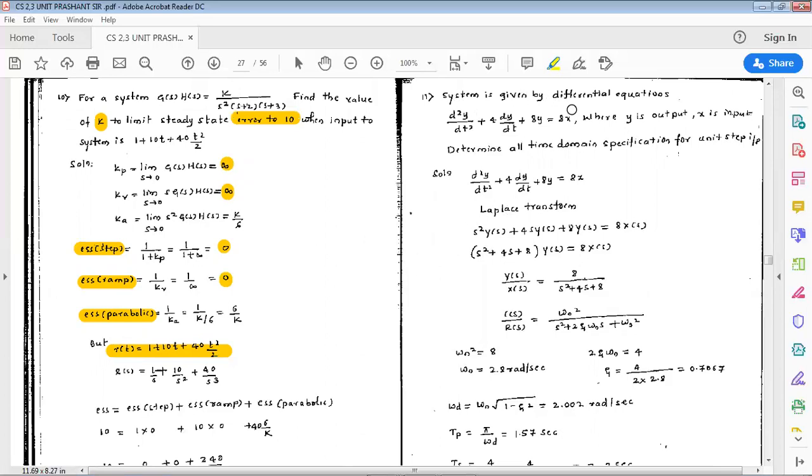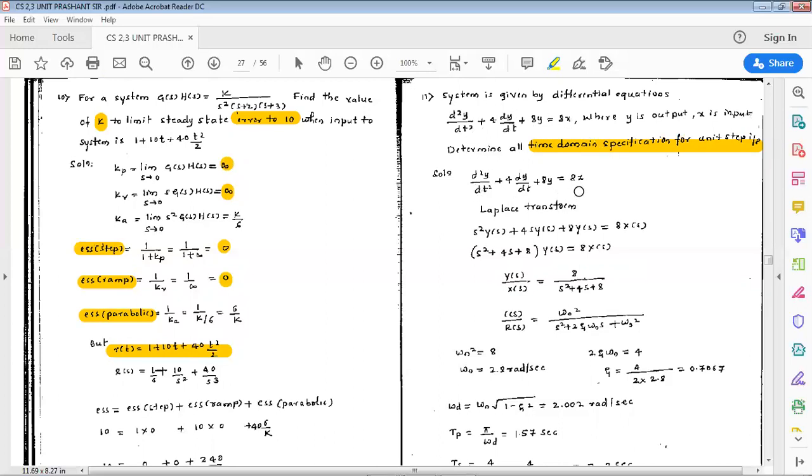System is given by a differential equation. That is d square y by dt square plus 4 dy by dt plus 8y is equal to 8x, right? Where y is an output variable, x is an input variable. Determine all the time domain specifications for unit step input. Means you need to find omega d, omega n, tr, tp, ts and Mp for this information as given.